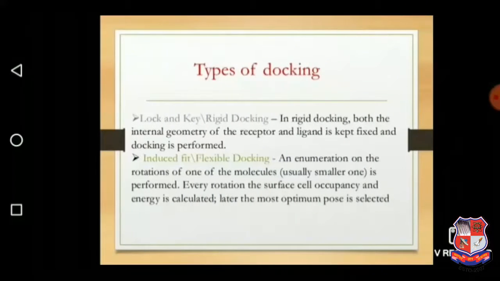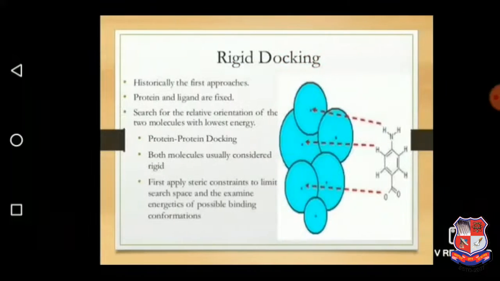These are the types of docking: lock and key rigid docking. In rigid docking, both the internal geometry of the receptor and ligand are kept fixed and docking is performed, while in flexible docking there is induced fit, and enumeration on the rotations of one of the molecules is performed. For every rotation, the surface cell occupancy and energy are calculated. Later, the most optimum pose is selected.